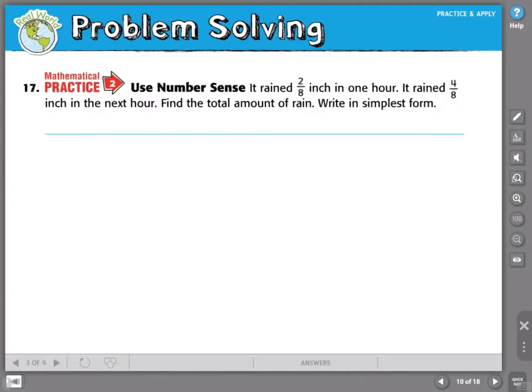Here's a word problem we can practice. It rained 2/8 of an inch in 1 hour. It rained 4/8 of an inch the next hour. Find the total amount of rain. Write in simplest form. So I'm going to start with 2/8, and I'm going to add 4/8.